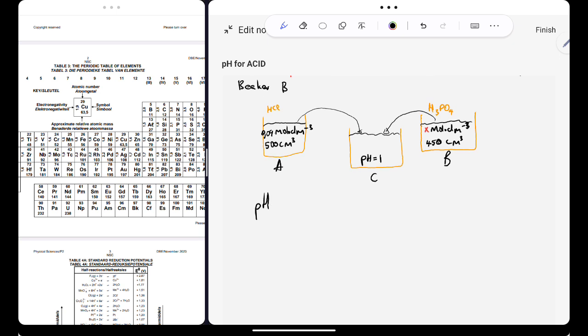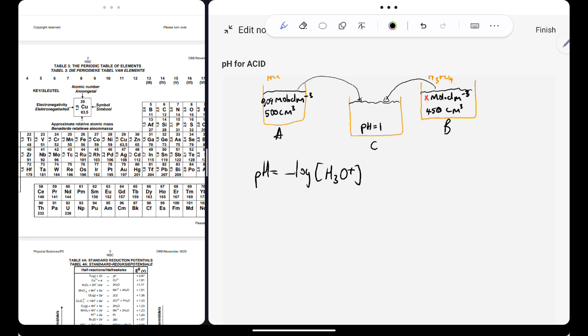I know that pH is equal to negative log of the concentration of the H3O plus ions. For me to find the concentration, guys, please don't worry about the maths. You'll always say concentration of H3O plus is equal to 10 to the power negative pH. Right, together. So in this case, our concentration will be 10 to the power negative 1, which is just 0.1 moles per cubic decimeter.